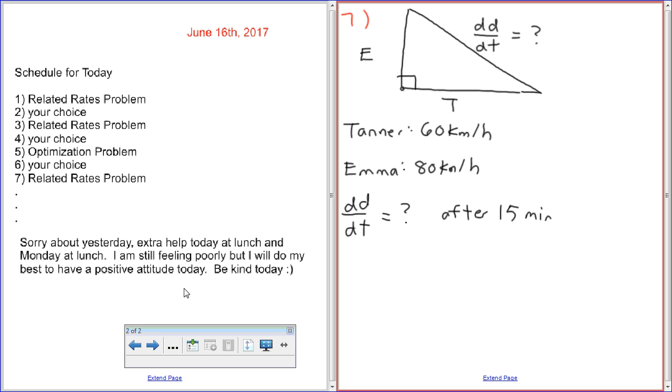What I did was I did 60 divided by 60 because 60 minutes, and then times 15. I'm just going to do that, because 15 minutes is 1/4 of an hour, right? And this is going to be 80 divided by 4, which is going to be 20. So that's what we found altogether.